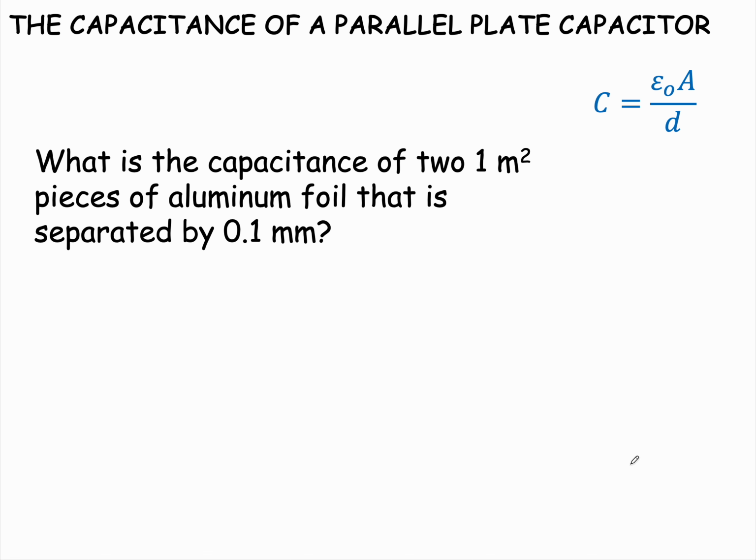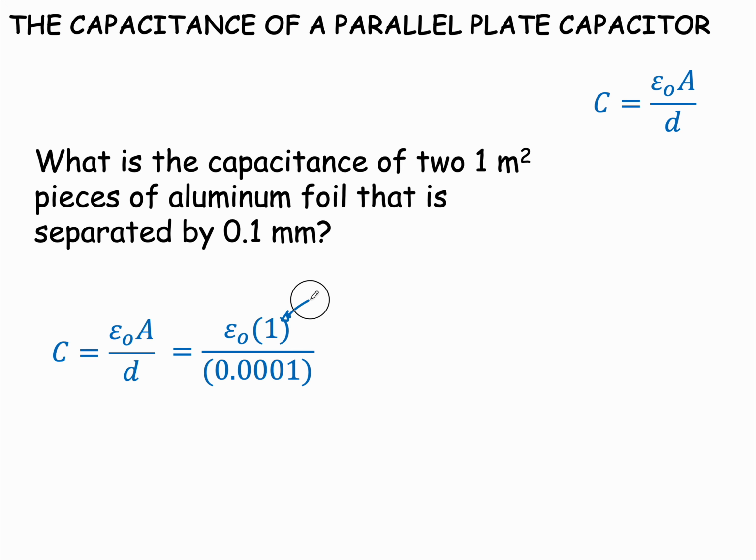One quick practice one. What's the capacitance of two 1 square meter pieces of aluminum foil that are separated by 0.1 millimeters? All you have to do here is plug into that formula we just had. It's the area of one of the plates. It doesn't matter which one you choose, so you don't plug in 2 here for the area. And 0.1 millimeters converted to meters is going to be 1/10,000th of a meter. If you divide this out, we simply get 10,000 times epsilon naught, or solving it, we end up with 8.85 times 10 to the negative 8 farads.